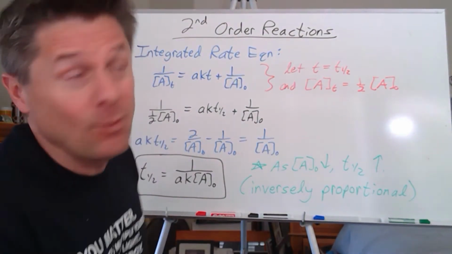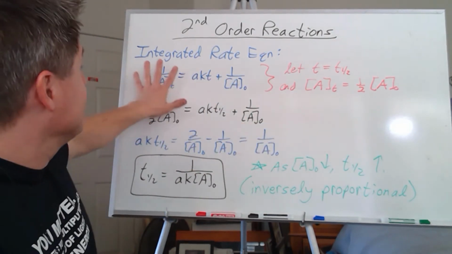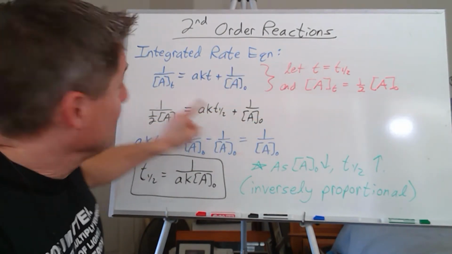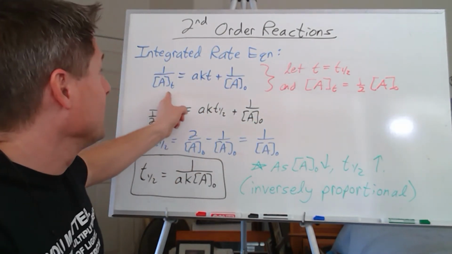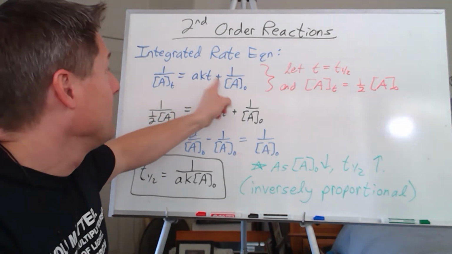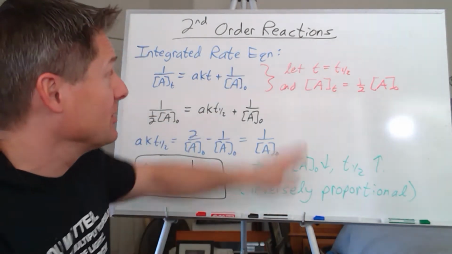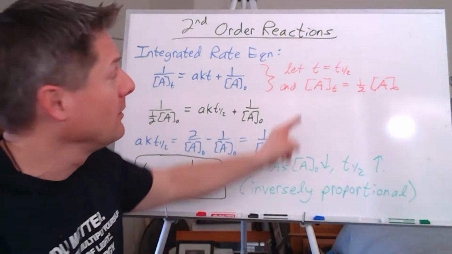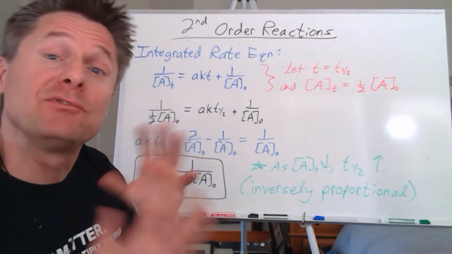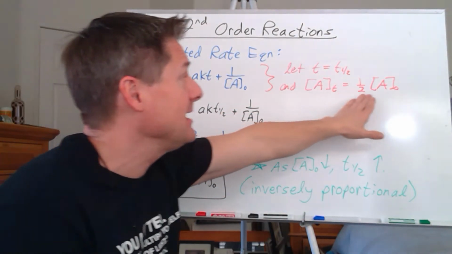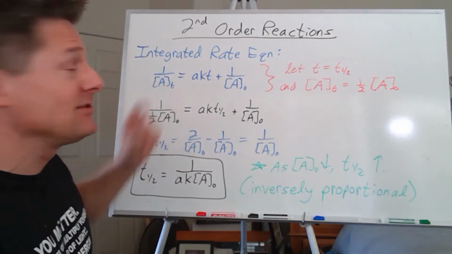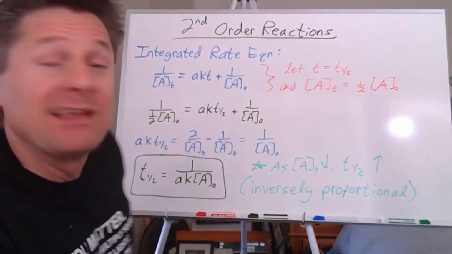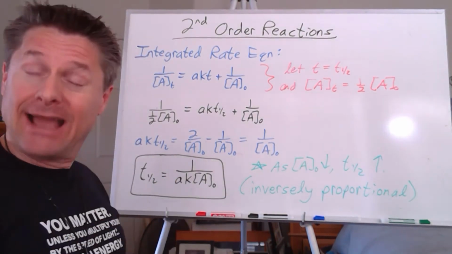How'd you do on this one? All right, so here's our second order integrated rate equation. Remember, it's the inverse of the concentration at time T is kT plus the inverse of the initial concentration. So again, just like we did in first order, let T equal T1/2, substitute that in. Let A sub t equal 1/2 A sub naught, substitute that in, and let's isolate T to the 1/2.